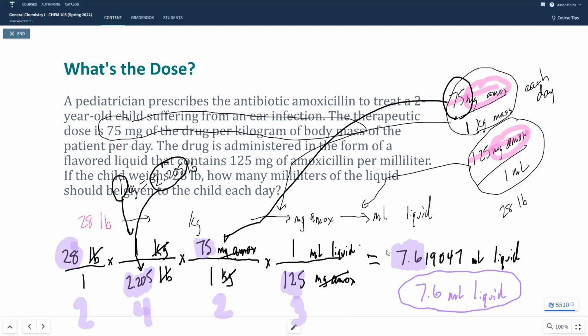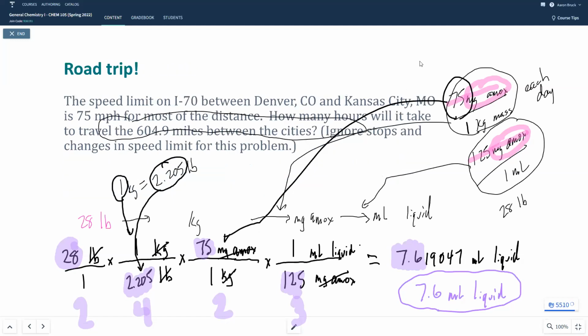Any questions about this particular example problem before we move on to another? All right, taking your silence to mean that you're okay. Let's move on to the next example. This time we're going on a road trip.